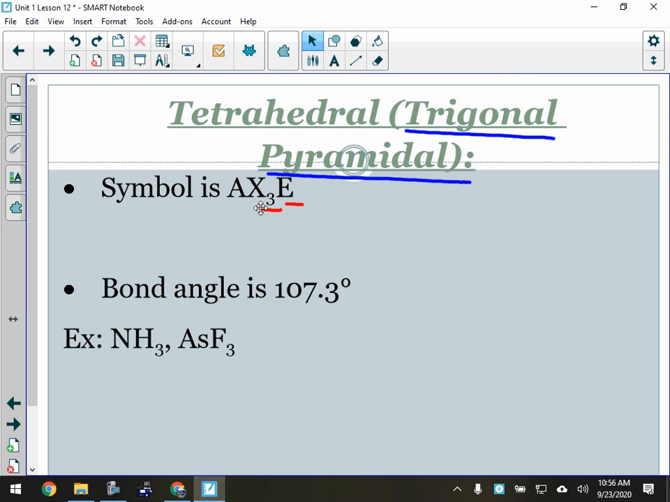But when I talk about this shape, we don't call it tetrahedral trigonal pyramidal. You can, I just call it trigonal pyramidal because there's only one. Don't get that confused with trigonal planar. Planar means it's all in the same plane. That's AX3. This is AX3E. There's four things, trigonal pyramidal. Bond angle is 107.3. We'll talk about that in a second.